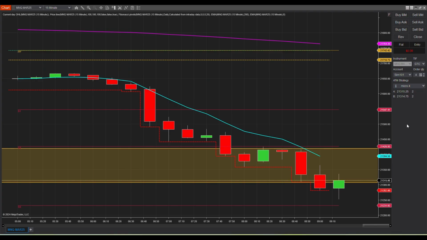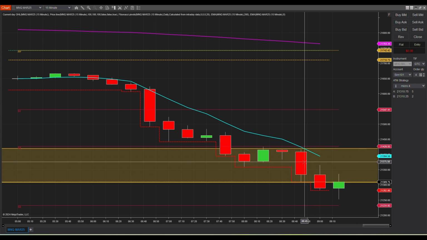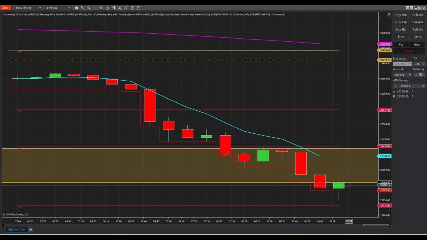Okay, trading the 15-minute initial balance range. It is 9:11 right now. So this 15-minute candle right here, this red candle, is our 15-minute range. Right now we are out of it.